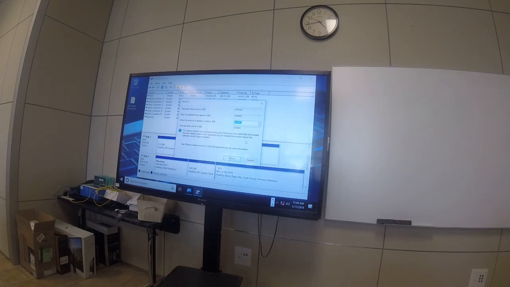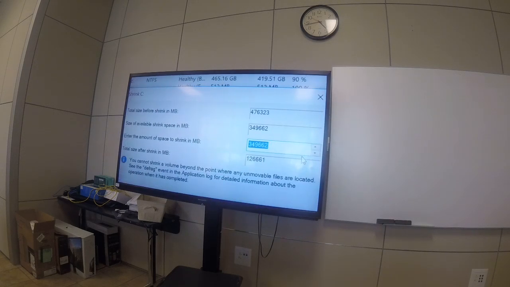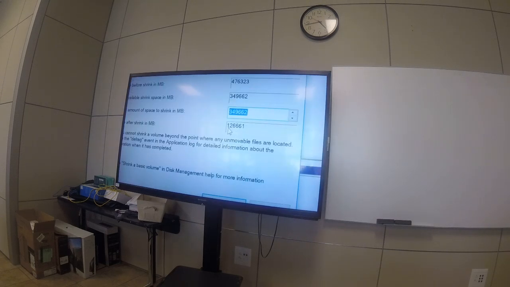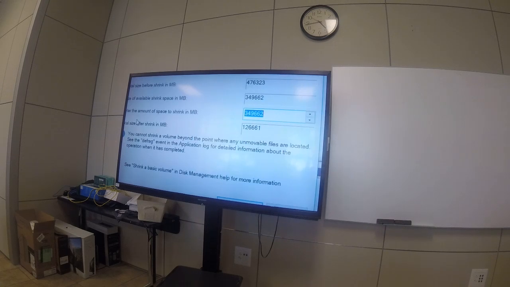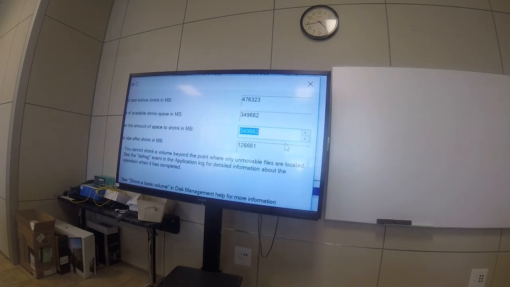So what this is going to tell me is, okay, this is the size of my available shrink space. How much do I want to shrink it? I want to shrink it by as much as I possibly can. Now, this is obviously very different than the actual amount of free space. And the reason for that is because, remember, that I imaged what onto this disk?